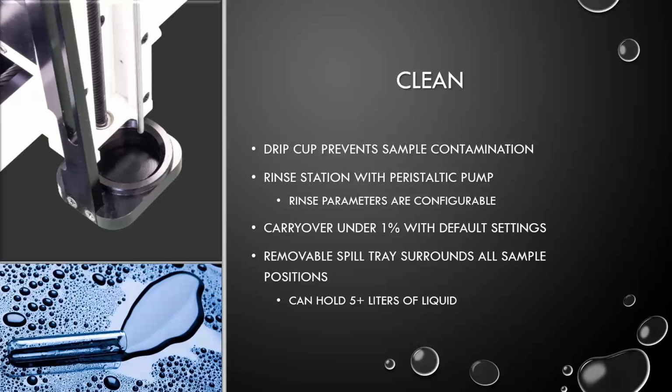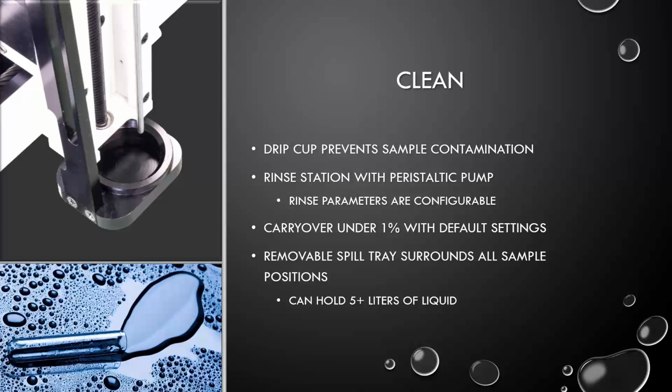So to do that, we have a drip cup that travels under the sample probe. It's built on a camshaft. It simply slides out of the way when the probe goes down, and then whenever the probe is up and it's time to move the arm in the X or Y dimensions, the sample cup will slide back under to ensure that if there are any drips off of the sample probe, they're captured and you don't get cross-contamination.